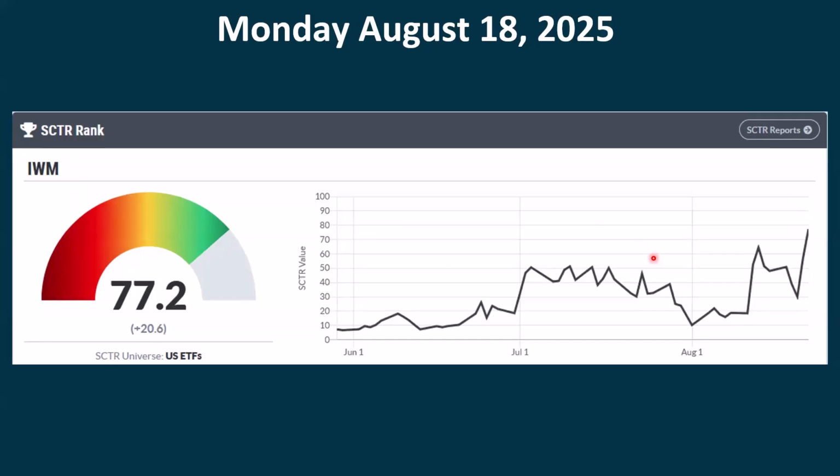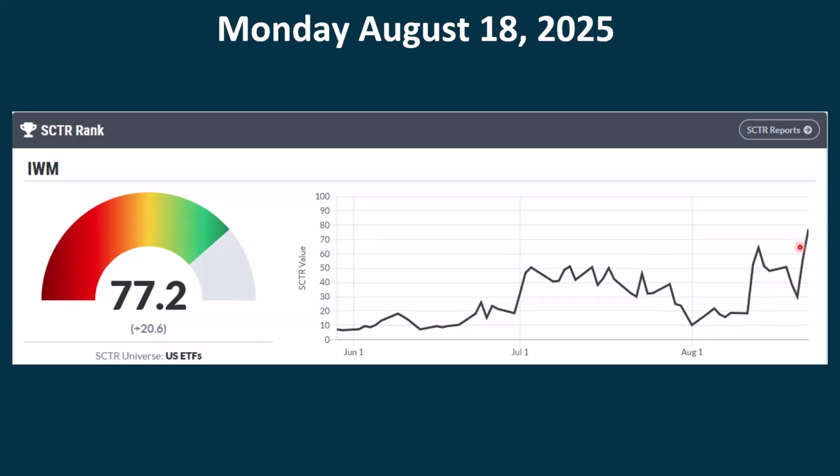Then, believe it or not, not too long ago, we were down in single digits. You go back to July, we were down below 10 with the small caps. Now we're up to 77.2. This really saw a big improvement. Now, is this another false start? We've seen many of those over the last few years.